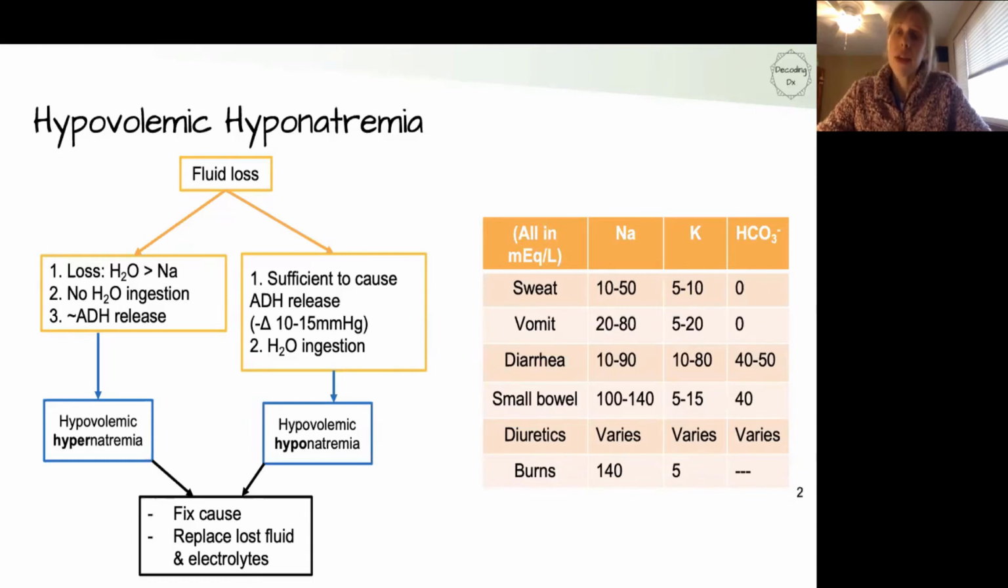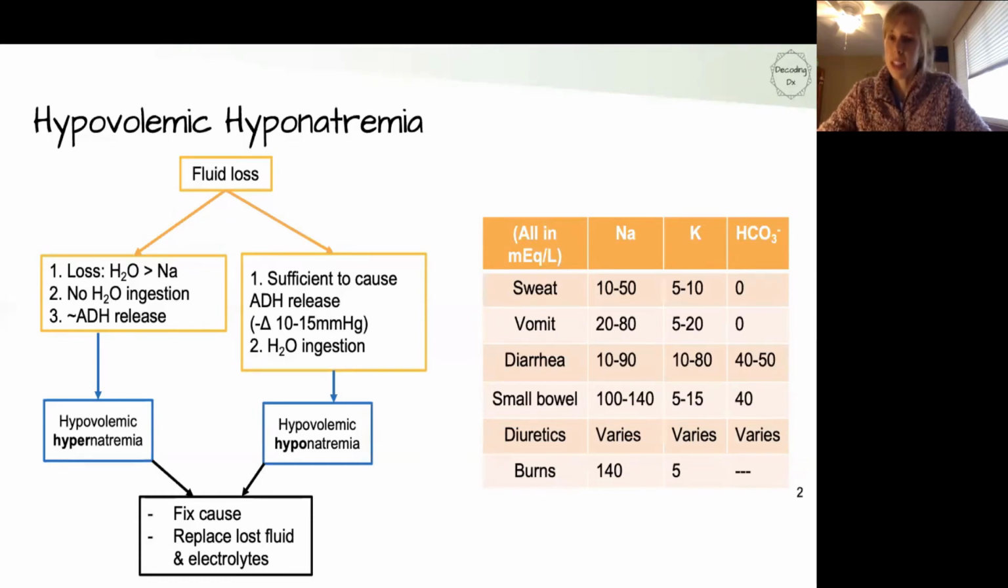And then especially if you intake fluid to try and replace that, if you intake water, it'll compound the situation and it'll lead to a hypovolemic hyponatremia. In these cases, the treatment's pretty simple. You need to figure out what's going on, fix the cause, and replace whatever fluid has been lost.